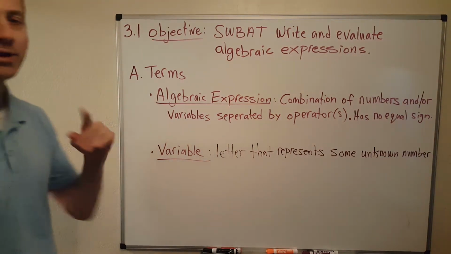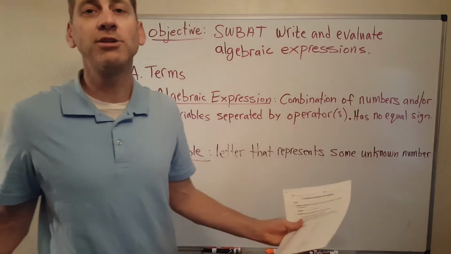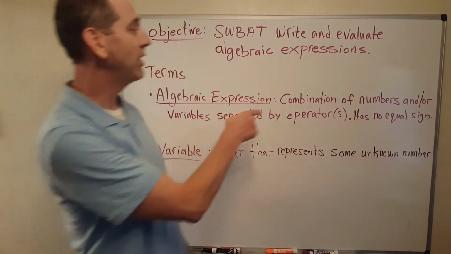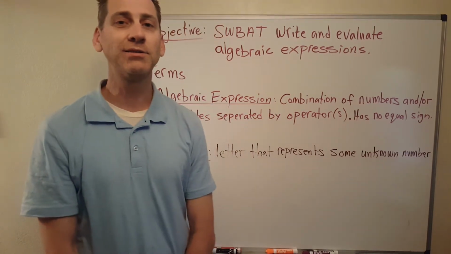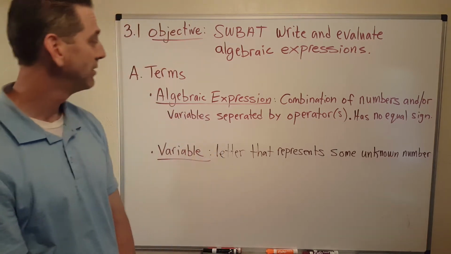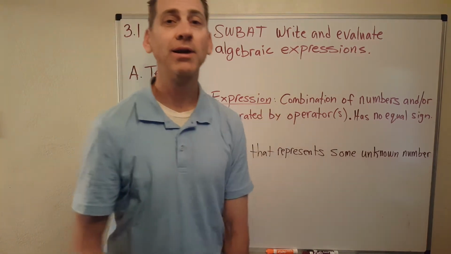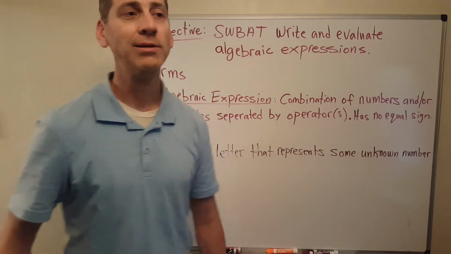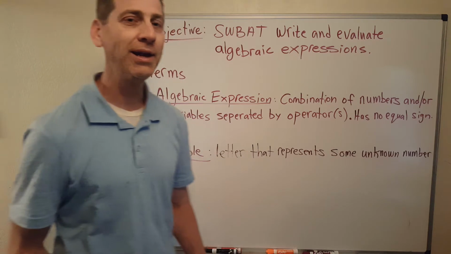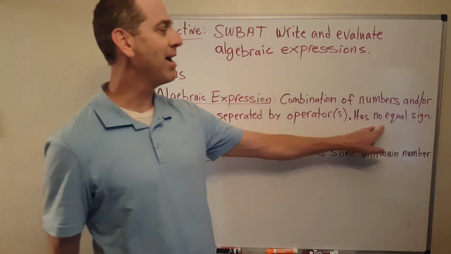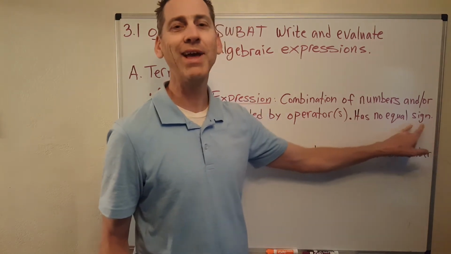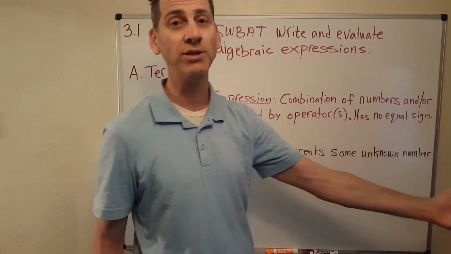I have two terms that I want to define for you. The first one is algebraic expression. What is an algebraic expression? Well, an algebraic expression is simply a combination of numbers and/or variables separated by at least one operator. What's an operator? Plus, minus, multiply, divide, could be an exponent. And an expression has no equal sign. If it has an equal sign, it turns into an equation.